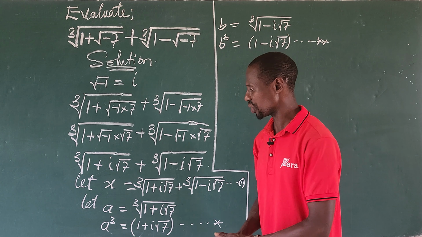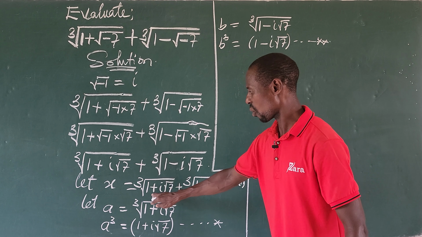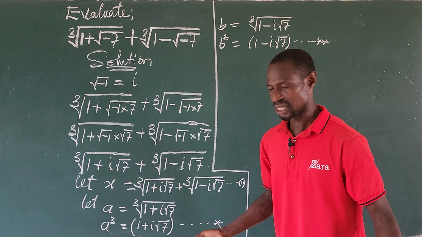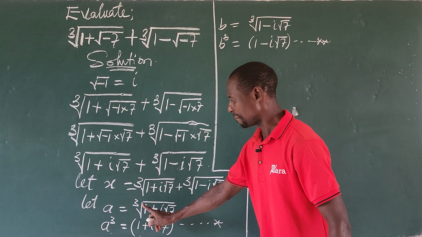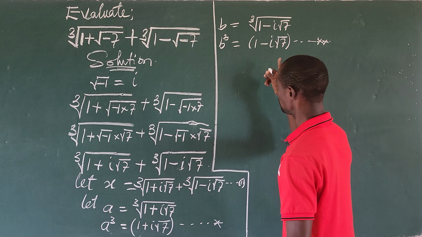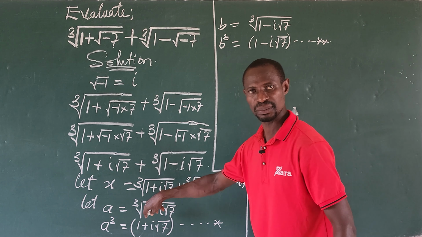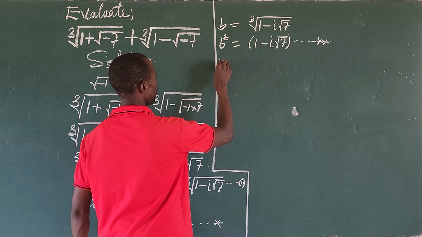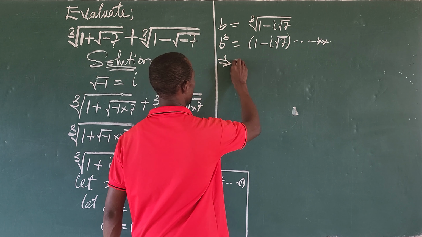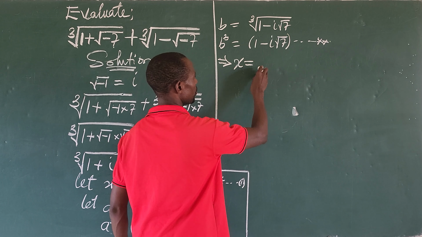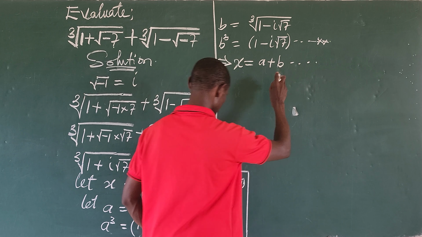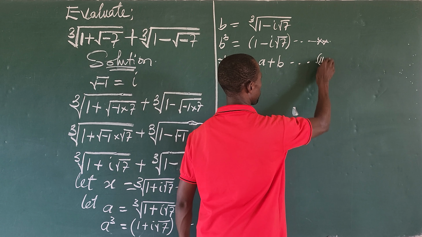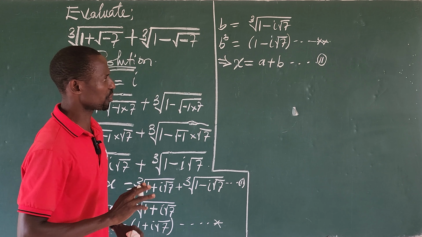Good. What then will now be the value of our equation 1? So we can rewrite our equation 1 here now. Equation 1 could be written as x equal to a plus b, according to this first substitution here. So therefore, this now implies that our x is equal to our a plus our b. Let's give this equation 2. So this is equation 2, right?